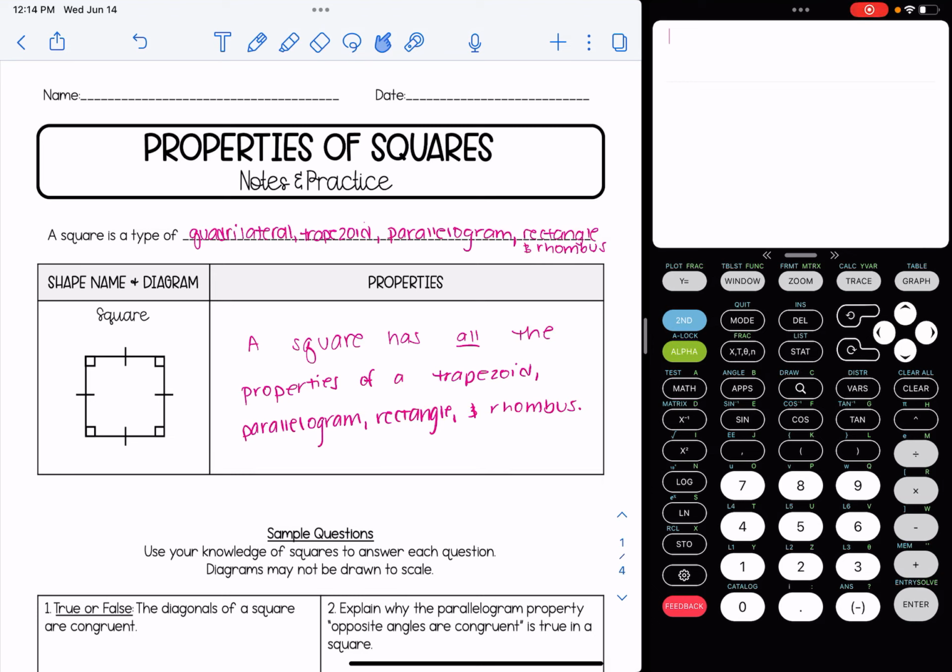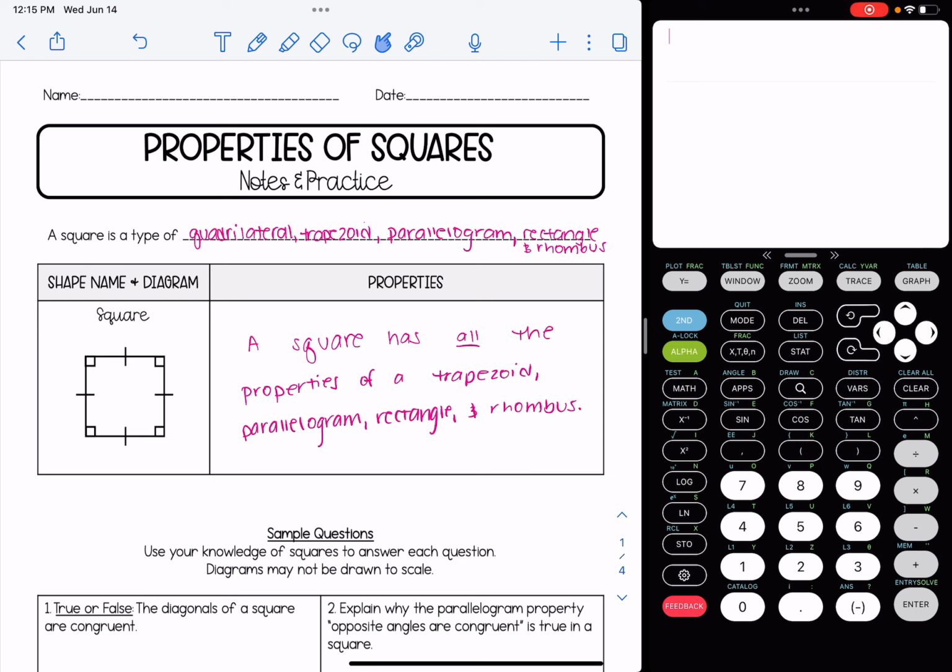Hi everyone, in this video we are going to be learning about the different properties of squares. So a square is a type of quadrilateral. If you are following the inclusive definition of trapezoids and parallelograms, then it is a type of trapezoid, a type of parallelogram, rectangle, and rhombus. So basically what that means is a square inherits all of the properties that those shapes have.